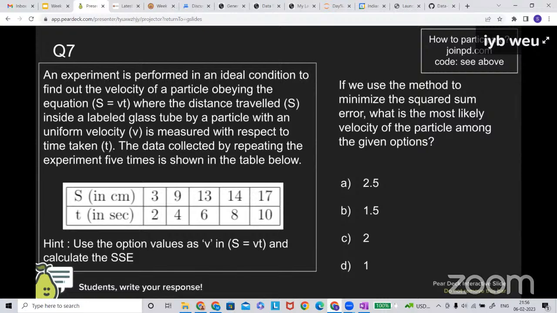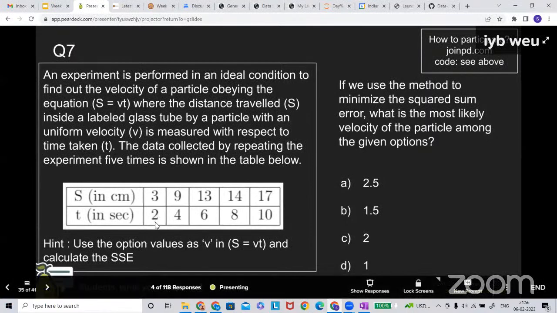The data collected by repeating the experiment 5 times is shown in the table. For S and t values, at time 2 seconds, the distance traveled by the particle is 3. At time 4 seconds, the distance traveled by the particle is 9 centimeters. Like that, this data is given.